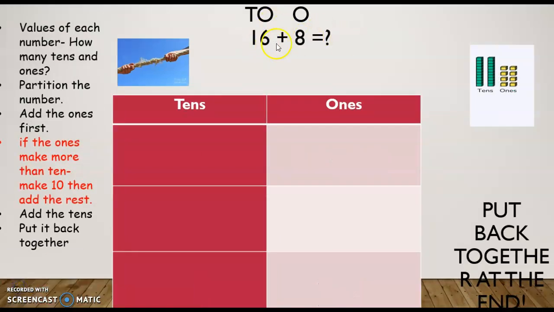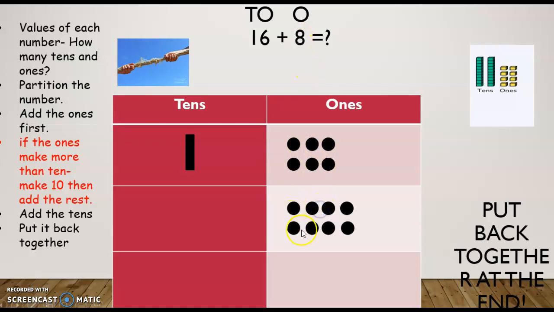We have the next question, 16 add 8. So the value of each number, 1 ten and 6 ones. Then I've got 8 ones, so we're going to put them there. So we partition the number into tens and ones because we've got tens and ones there, and just the ones because it is 8. So then we need to add the ones first.